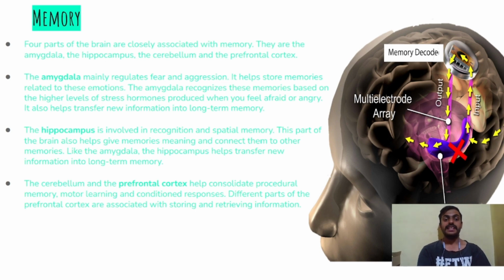The hippocampus is involved in recognition and spatial memory. This part of the brain also helps to give memory meaning and to connect them with other memories. Like the amygdala, the hippocampus helps to transfer new information into long-term memory. The cerebellum and the prefrontal cortex help to consolidate procedural memory, motor learning, and conditioned responses. Different parts of the prefrontal cortex are associated with storing and retrieving information.